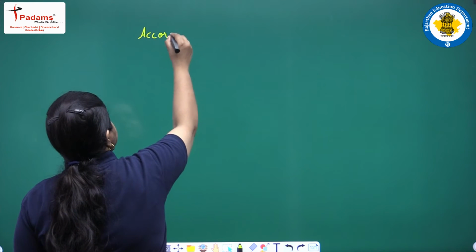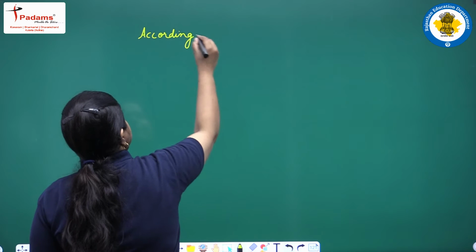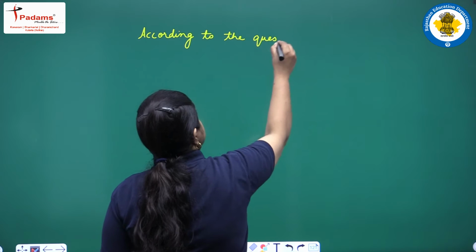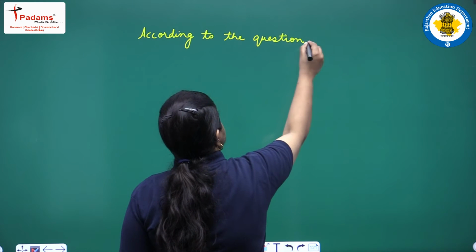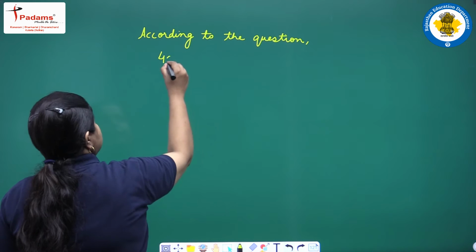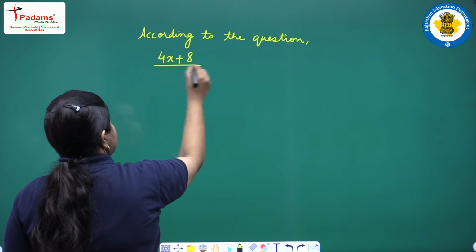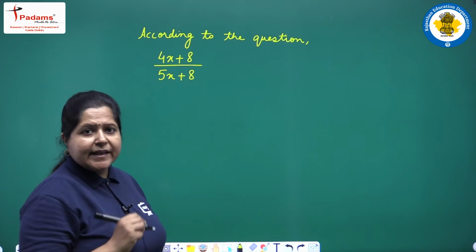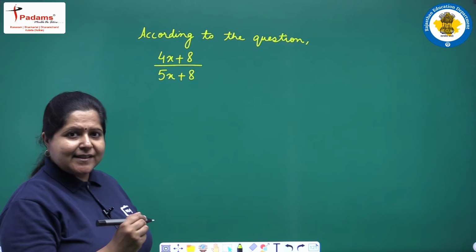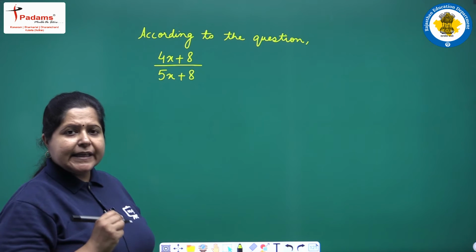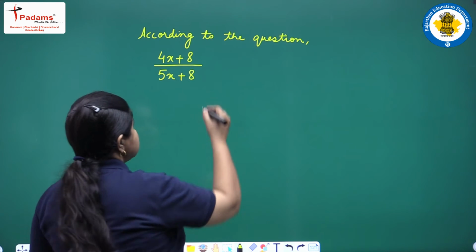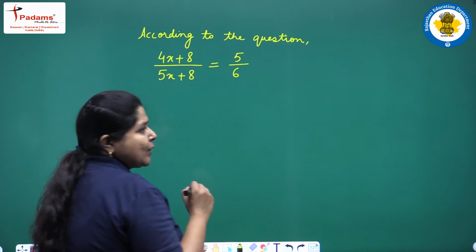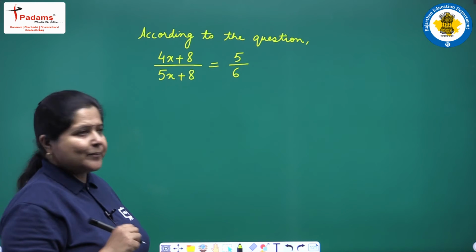According to the question, we have (4x + 8)/(5x + 8). This is the ratio of their ages after 8 years, and this has been given equal to 5:6. So, we can easily write it as 5/6. A ratio can be represented by division also.